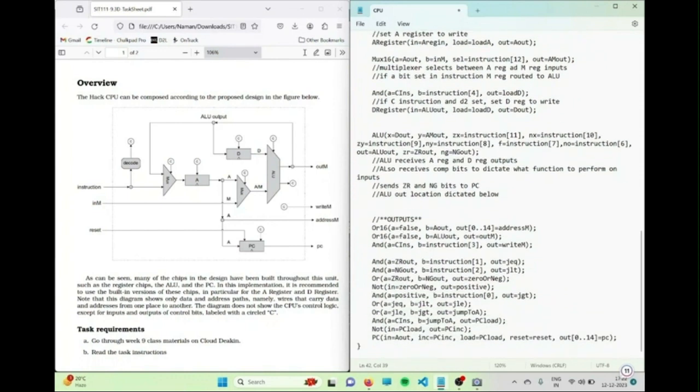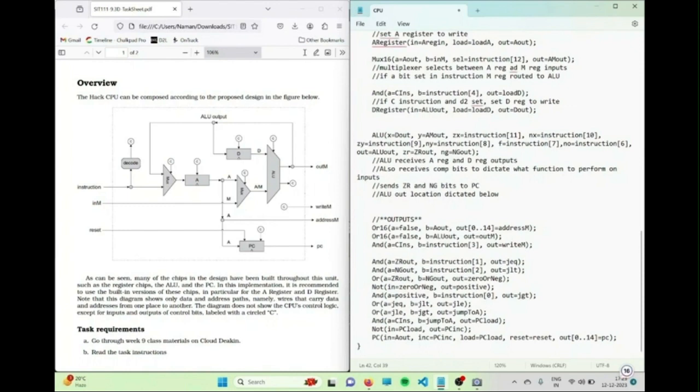Now we have the AND. The AND gate is used to determine whether the ALU output is loaded into the D register, and the D register is then implemented to load and store the value of the D register from the ALU. This will choose which one to output, either A or M, to be fed into the ALU depending on the 12-bit instruction of the value.